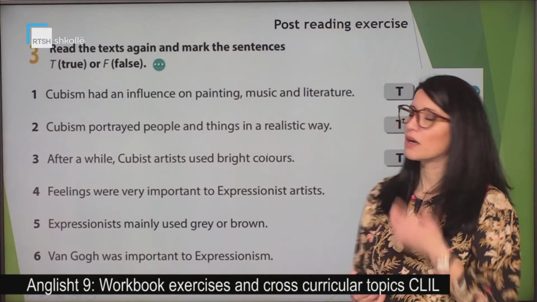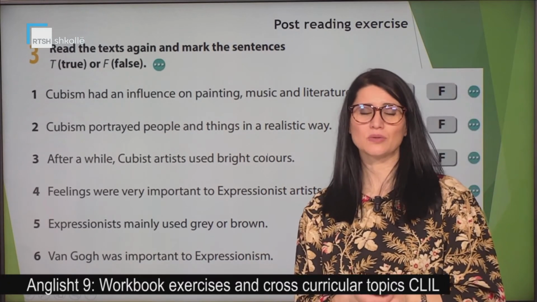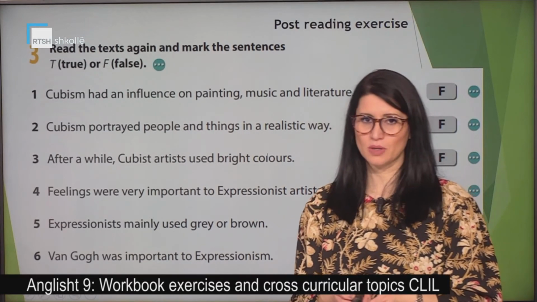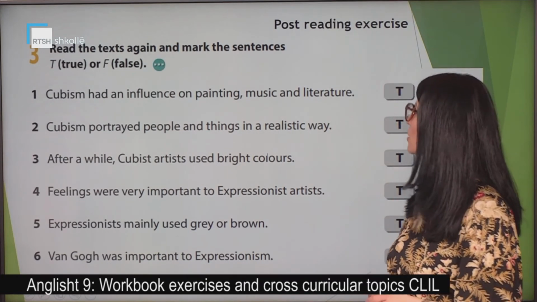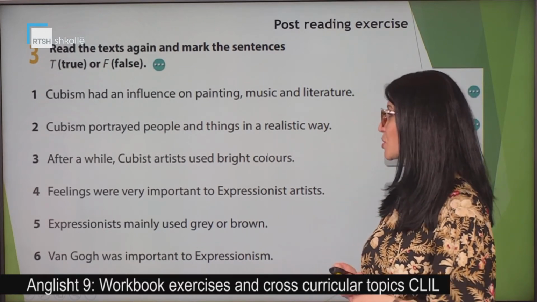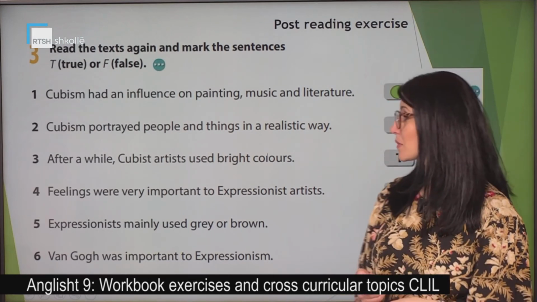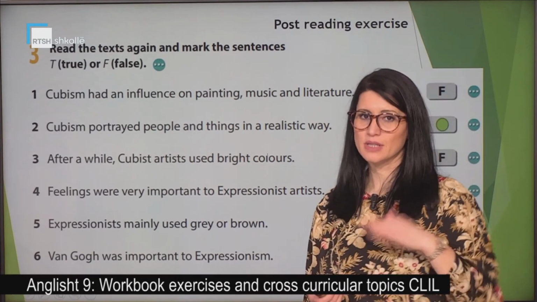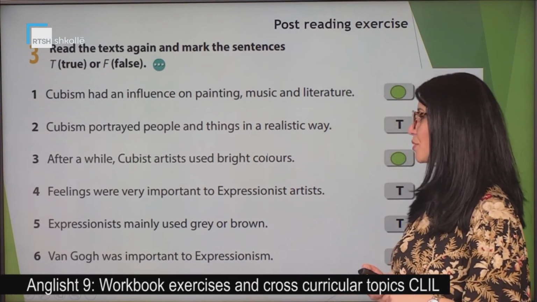Now, let's have a post-reading activity. We are going to read some sentences now and find out together if they are true or false. These sentences are based on the two art movements. Cubism had an influence on painting, music and literature, and this is true. Cubism portrayed people and things in a realistic way. This is false. After a while, Cubist artists used bright colors, and at the end it was said that later they used bright colors, so this is true.